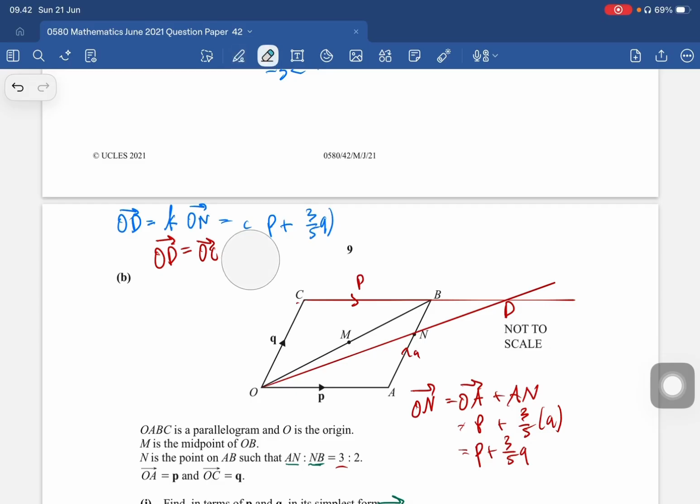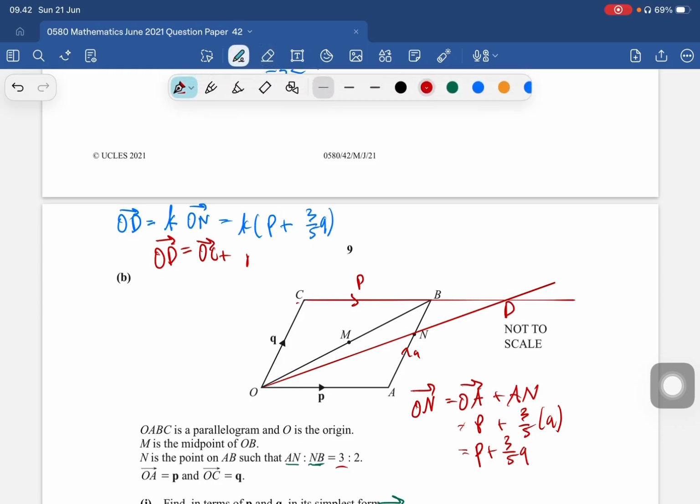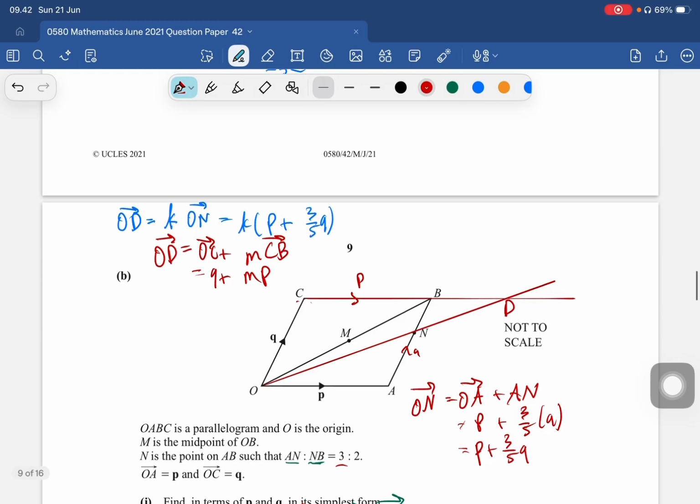Let's make it a different letter to not get confused. M we multiplied by CB is P, so here is CB. So this is OC, which is Q plus M P, the constant. Since they are equal, OD equals OD. So the first, we got the constant P plus 3 over 5 Q, and OD we got as MP plus Q.